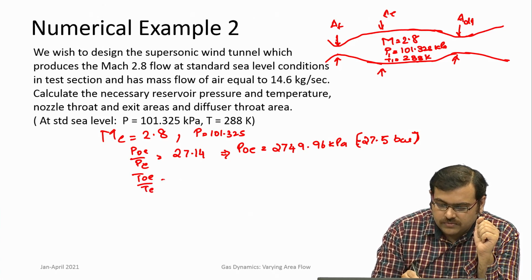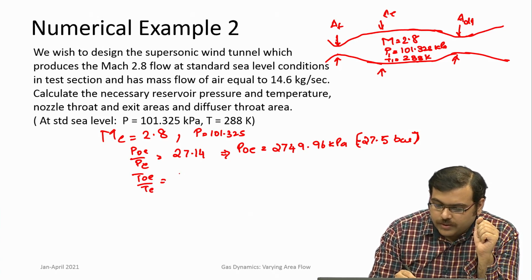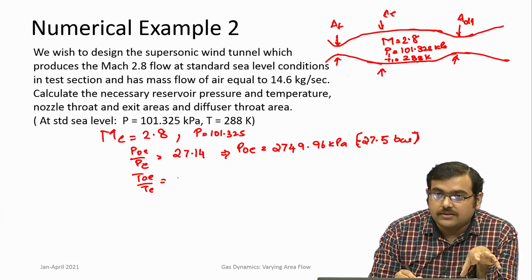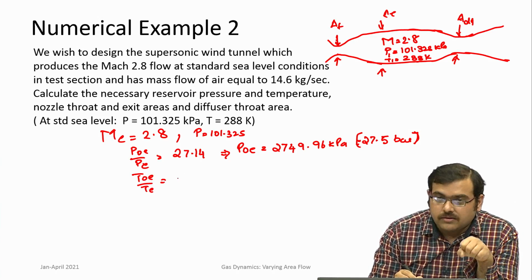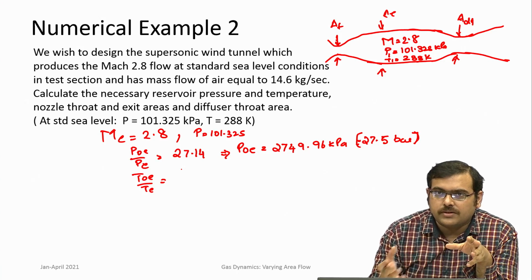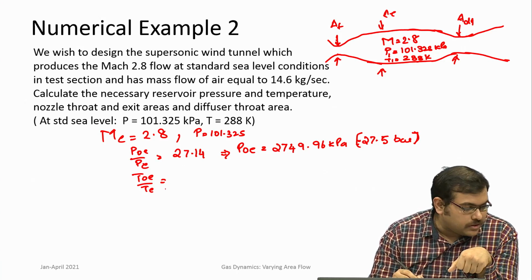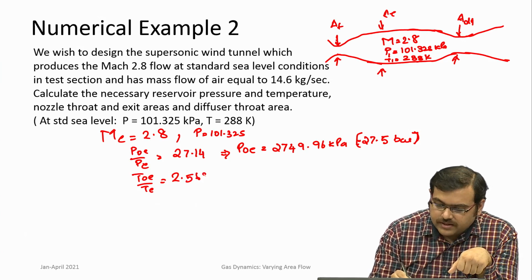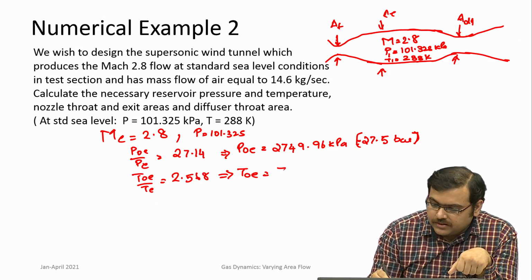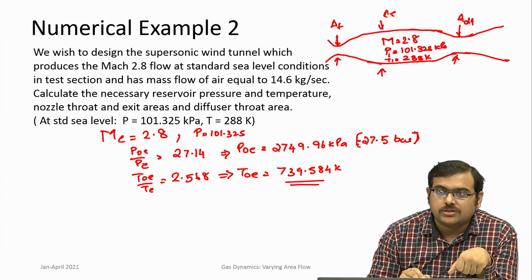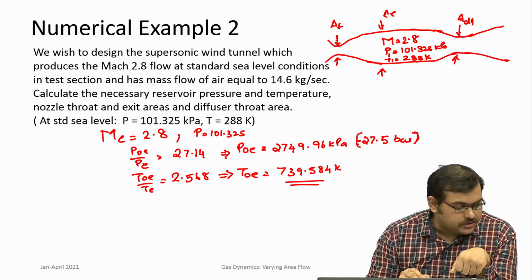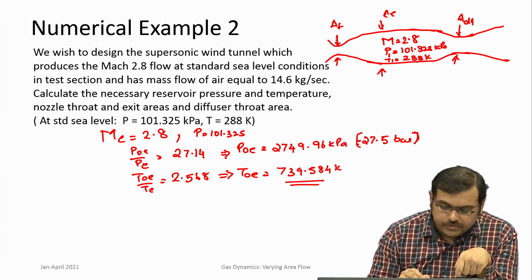And what about T naught E? If you have to achieve 288 Kelvin at the test section, then as flow expands through the nozzle temperature will reduce. So that means much higher temperatures have to be given, and this ratio is 2.568, implying T naught E is 739.584 Kelvin. So much higher temperatures need to be provided.